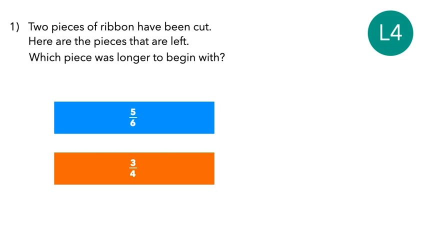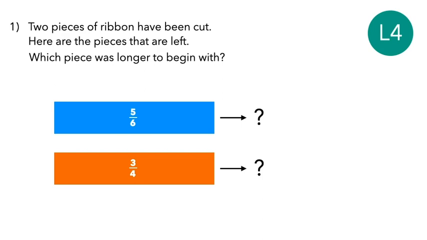There's 2 pieces of ribbon have been cut. Here are the pieces that are left. So they're not the original pieces, they're the bits that are left. Which piece was longer to begin with? Now, the difference between this question and the previous question is in the previous questions we're comparing two fractions that will have the same whole. Here, the 2 pieces started off as different lengths.